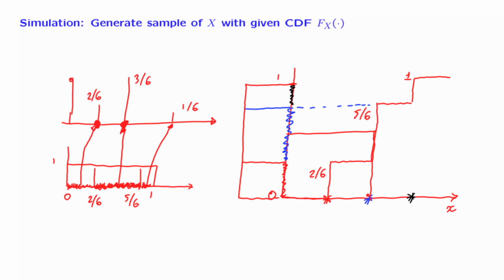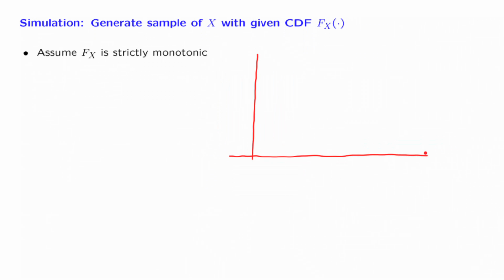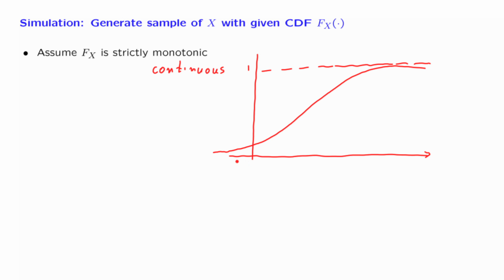Let's see how this is done. So let us assume that we have a CDF which is strictly monotonic. So the picture would be as follows. It's a CDF. CDFs are monotonic, but here we assume that it is strictly monotonic, and we also assume that it is continuous. It doesn't have any jumps. So this CDF starts at 0 and rises asymptotically to 1.